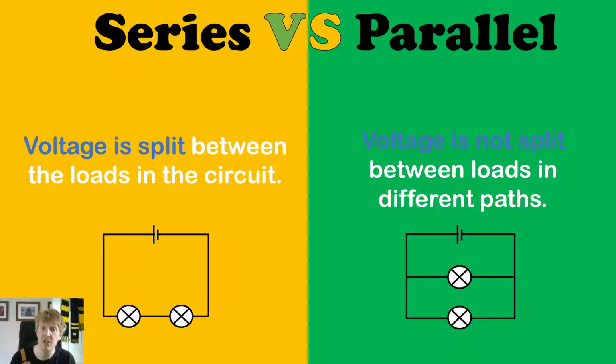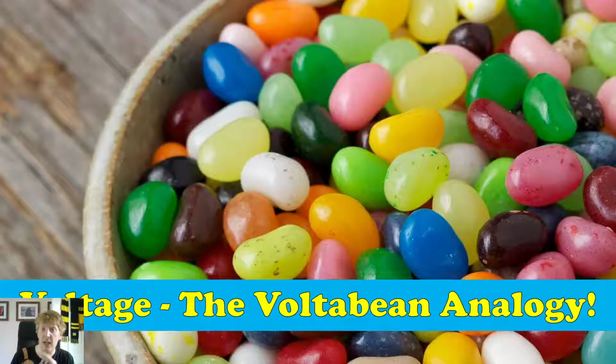In a series circuit, voltage is split between the loads of the circuit, and in a parallel circuit, voltage is not split between loads in different paths, and we'll come to why in a little bit. In order to try and make this a little bit simpler, I've tried to come up with an analogy, and we're going to use the Volta Bean analogy.